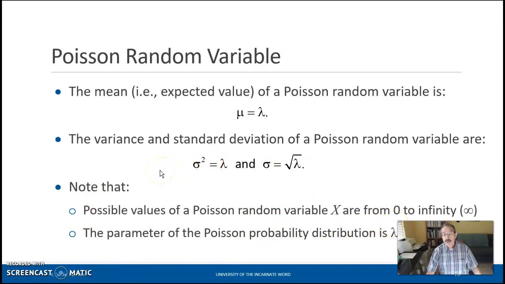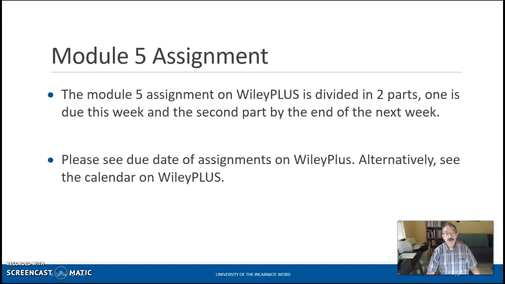All right, with this, we're done discussing all the discrete probability distributions. So we're finished with Module 5. And if you look at the schedule of the course, the Module 5 assignment is divided into 2 parts. The first part is due this week and the next part next week. Again, please see the calendar on Wiley Plus to see what is due this week, which are the recordings that were posted earlier. And then these latter recordings correspond to the assignment that will be due next weekend.